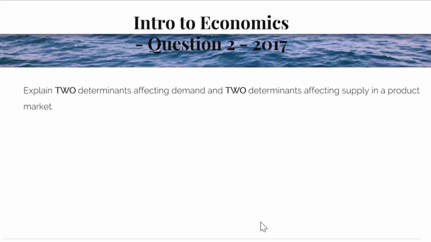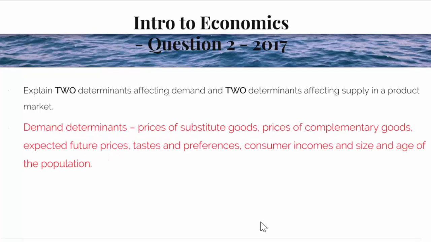Here's another question, again from the 2017 exam. 2 determinants affecting demand and 2 determinants affecting supply in a product market. Now I'm going to provide all of them, and this is basic textbook stuff. So what are the demand determinants, or the factors that make the demand conditions change? They include things like the prices of substitute goods, the price of complementary goods, expected future prices, tastes and preferences, and that's probably one of the most common ones that are involved in these types of questions. The consumer incomes and the size and age of population. So they're all the demand determinants.